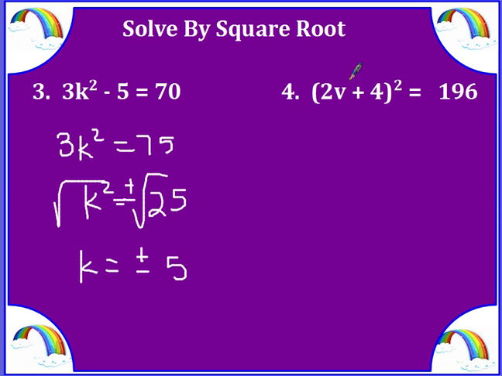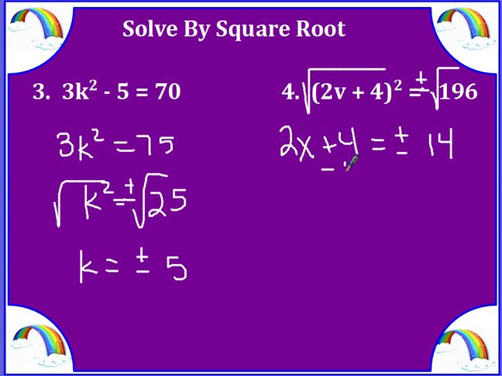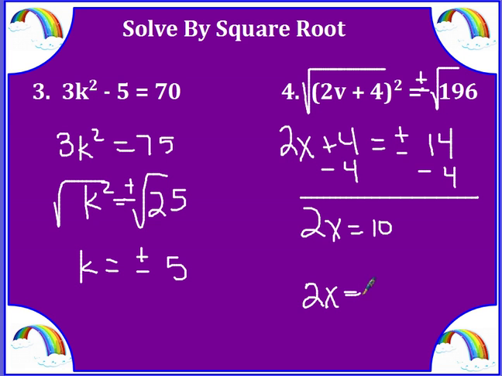On this one, we notice this whole expression is squared, so we have to take the square root of this entire expression, and then we take the square root of positive negative 196. Now we simply have 2x plus 4 is equal to positive and negative 14. We are going to subtract 4, and we have to be really careful here. So we are going to have 2x. So we have positive 14 minus 4. That's going to give us a 10. Then we also have negative 14 and negative 4, and that gives us negative 18.